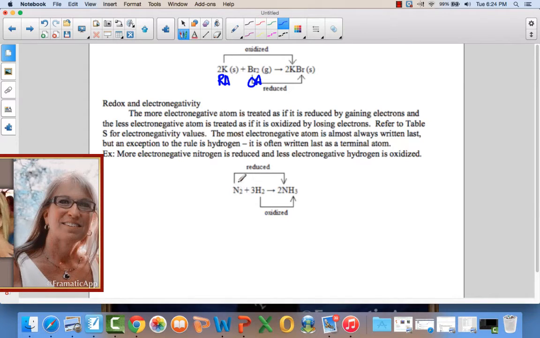We have N2, which is 0, and then here H is plus 1, and oxygen is negative, and N is negative 3. So we have N going from 0 to negative 3. That's reduced, so this is the oxidizing agent. And H went from 0 to plus 1. That was oxidized, so this is the reducing agent.